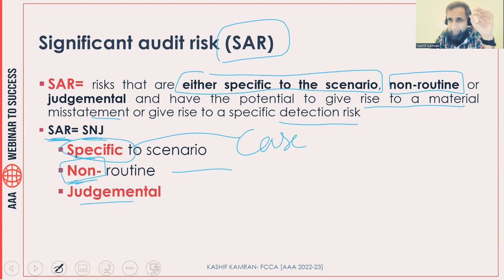So is everyone clear with SAR, and is everyone clear with S and J? I've taken this exactly from the examiner report. This is what the examiner is telling us. What is a significant audit risk? Is that clear, before I give you some examples? I'm waiting for your answers. Are you clear with SAR is equal to SNJ?